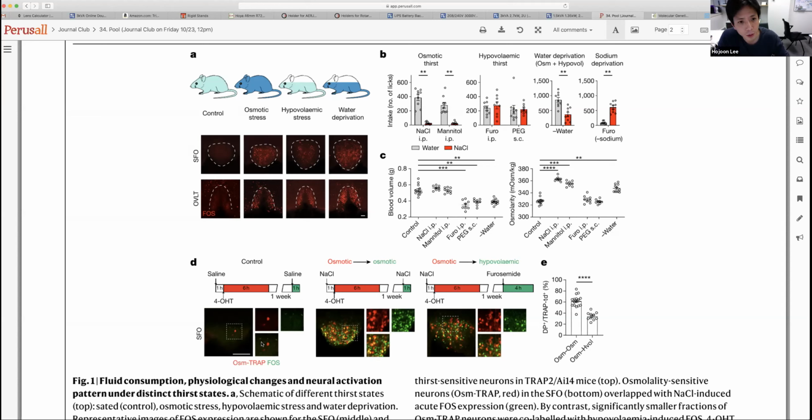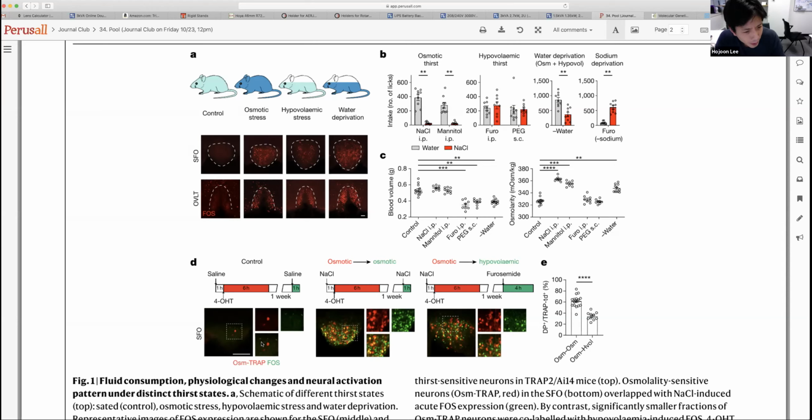if you were to stimulate these cells, then it can translate into drinking behavior. So if you were to use channelrhodopsin and use light to activate these neurons in the SFO and the OVLT, then once you turn the light on, the animals will race towards the spout and start drinking, even though there's no homeostatic reason to drink. So these are the two regions.